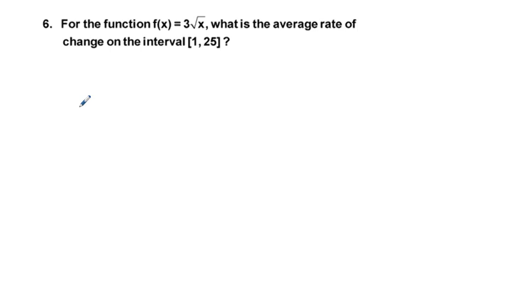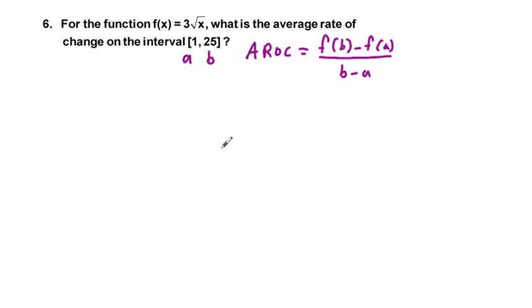6. For the function f of x equals 3 square root of x, what is the average rate of change on the interval 1 to 25? It'll be just like we have the AROC formula, which is f of b, we already talked about that earlier, minus f of a, over b minus a. So we'll say b is 25, and a is 1.